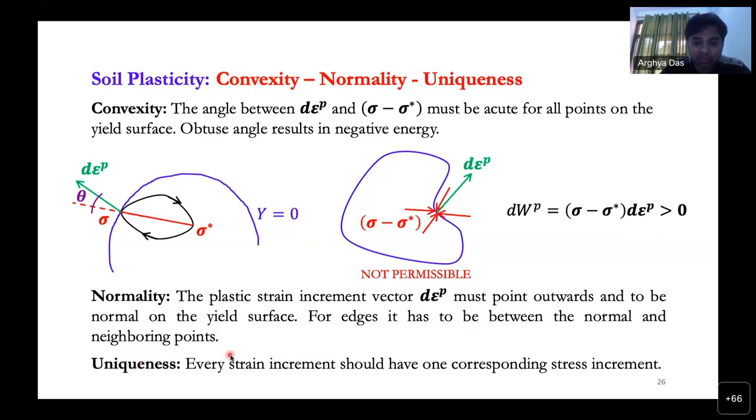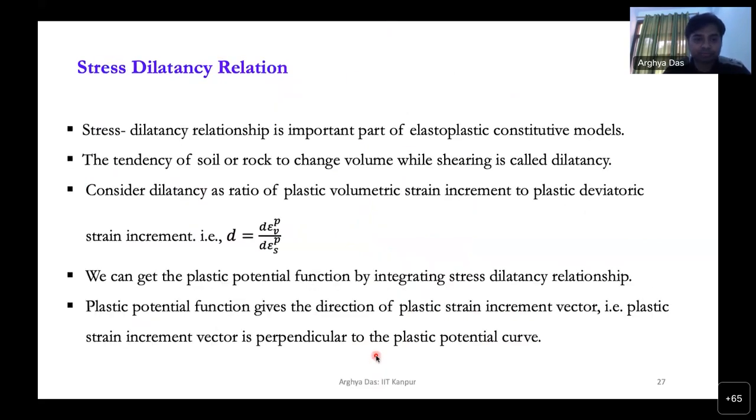And there is a uniqueness in the solution. So for a given amount of stress, you should have a given amount of strain or plastic strain. Okay, so that also has to be followed. So these are the three conditions that should be followed.